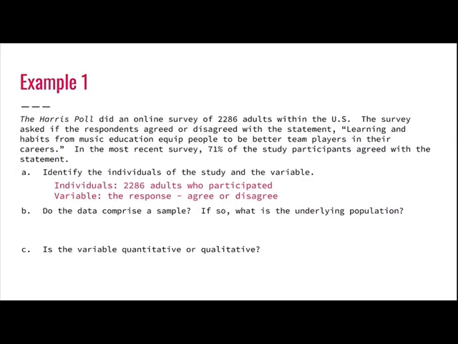So does the data comprise a sample? If so, what is the underlying population? Remember, with samples, it's part of a population. So these 2,286 adults, they do not represent the entire population of the United States. They're just a sample. So does it comprise a sample? Yes.